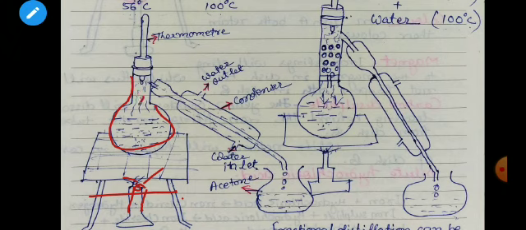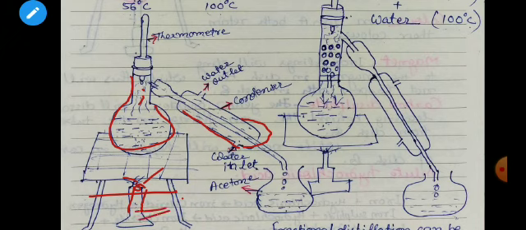Here you can see in this case, they will get condensed on passing through the condenser. This is the condenser, you can see here, and collect in the receiver. At this temperature, water will not boil and will remain in the flask. Thus the process of distillation helps in separating acetone and water.